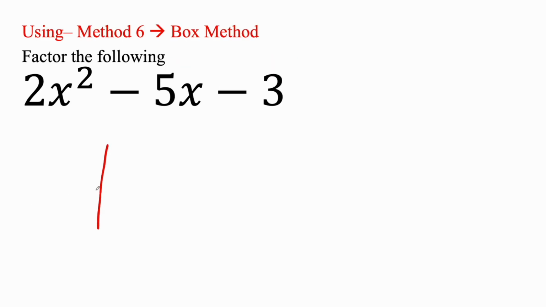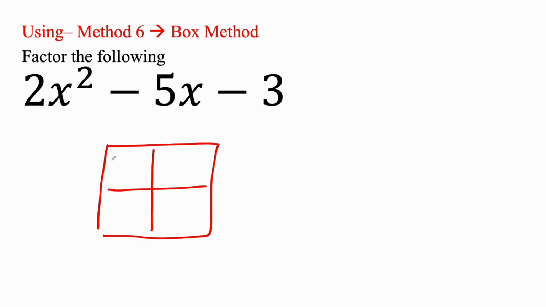The first step with the box method is to draw a box, and inside the box there are 4 quadrants. This 2x squared always goes in this box, -3 always goes in this box, and then we write the words multiply and sum. It's going to multiply to the diagonal, 2x squared times -3, so -6x squared, and it sums or adds to the middle piece, so -5x.